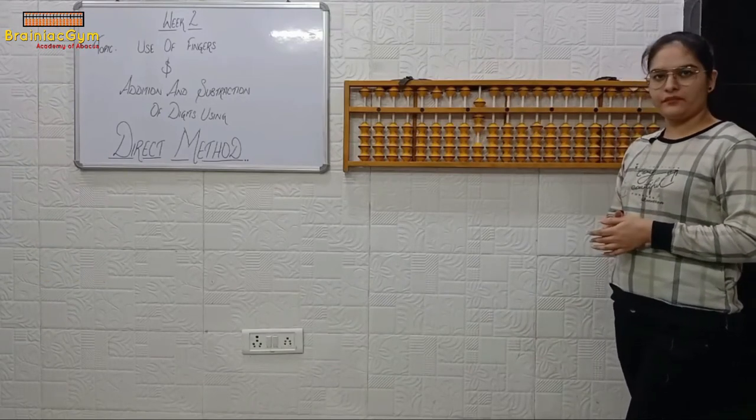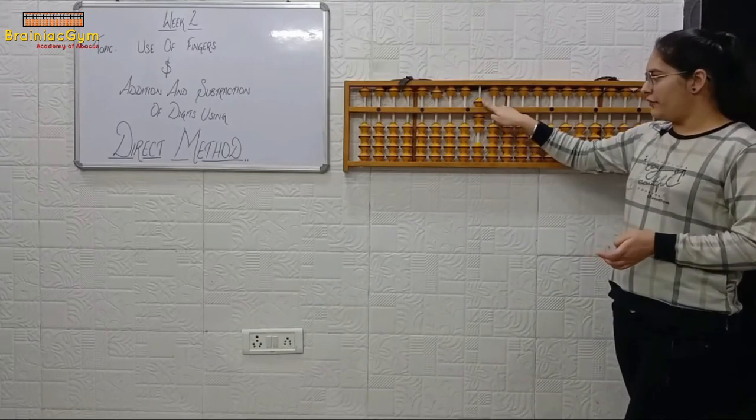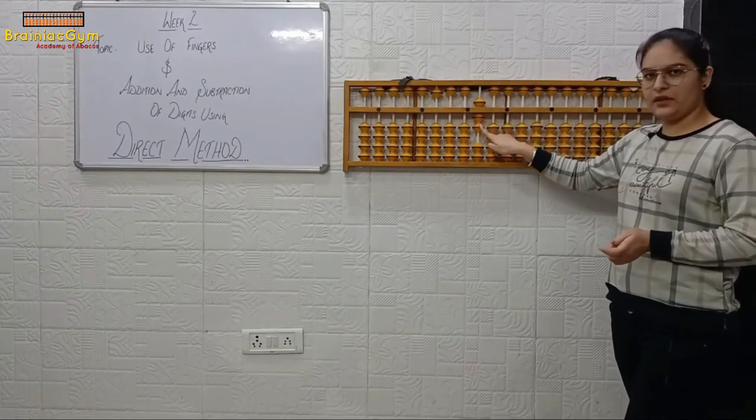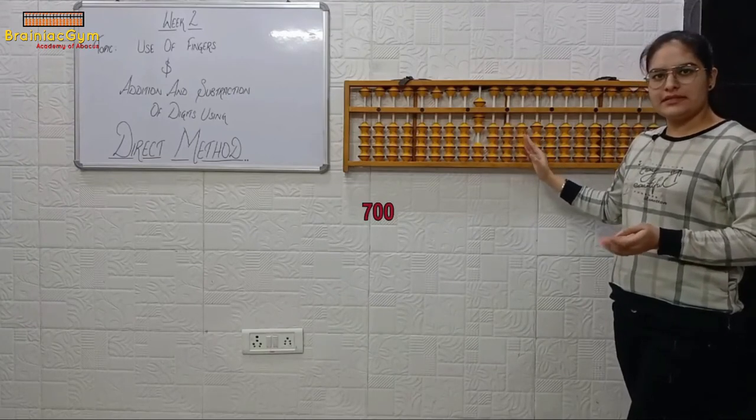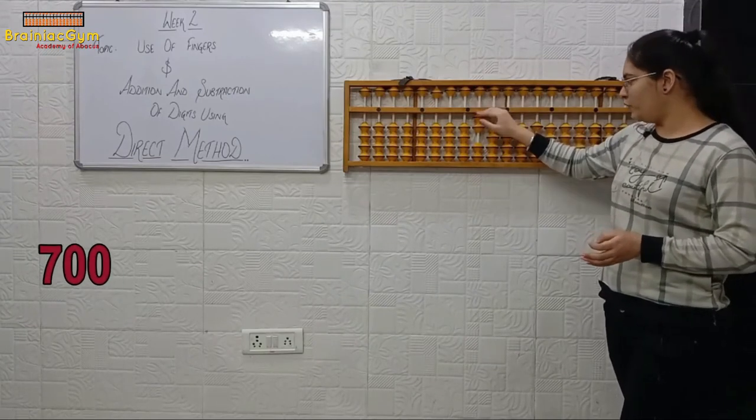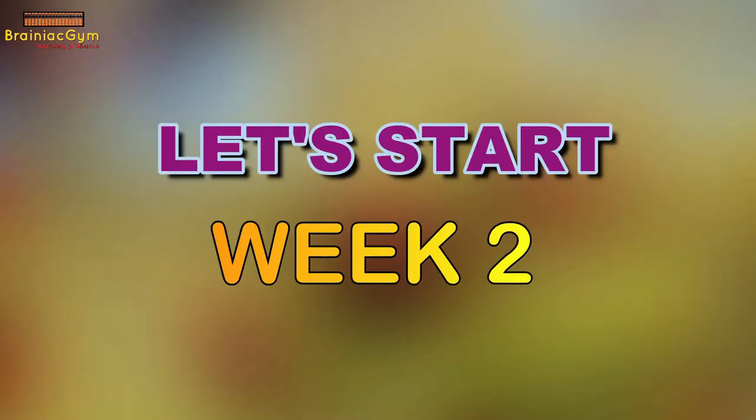Okay, tell me. 5, 6, 7, 0, 0. So answer is 700. I hope you have given me all the correct answers.